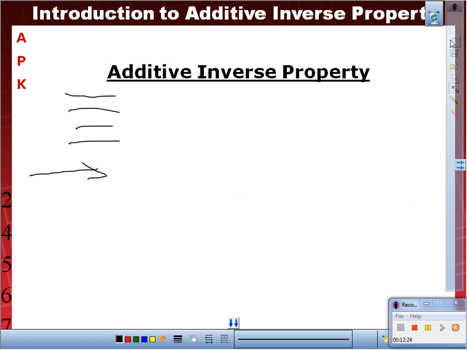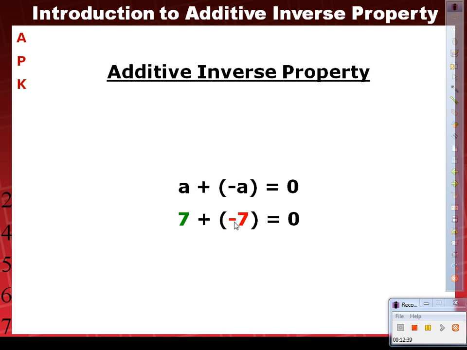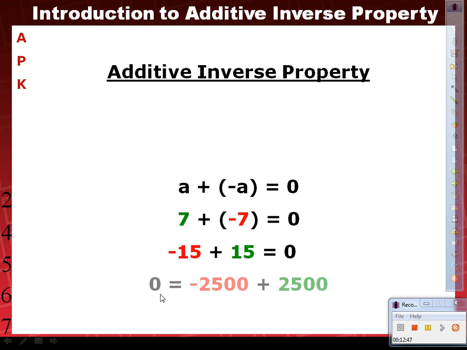Ready for the example? Okay, here it goes. On the 5th line, you're going to write a plus negative a equals 0. Next one, underneath that, you're going to write 7 plus negative 7 equals 0. Underneath that, you're going to write negative 15 plus 15 equals 0. And underneath that, 0 equals negative 2,500 plus 2,500.